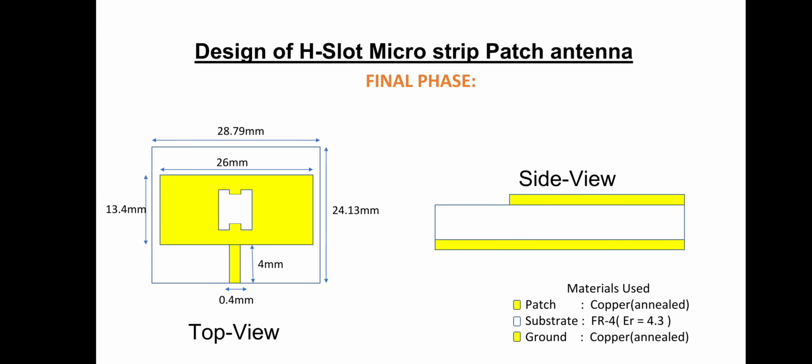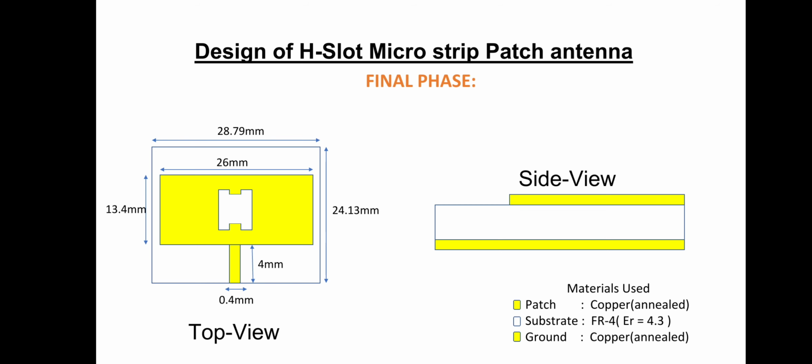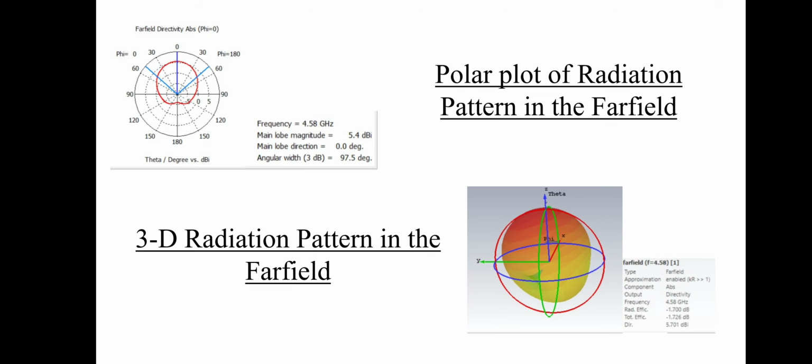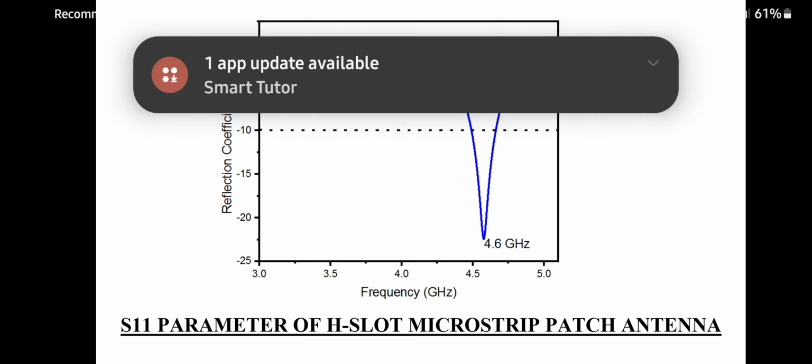And then we finally designed the H-slot microstrip patch antenna, which is the final phase. We can see the side view and top view of the microstrip patch antenna. This is the 3D representation of the H-slot microstrip patch antenna. And we calculated the polar plot of the radiation pattern in the far field using CST. Here the diagrams depict the polar plot of the radiation pattern. The S11 parameter of the H-slot microstrip patch antenna is nearer to 0 at 4.6 GHz, which is very good.